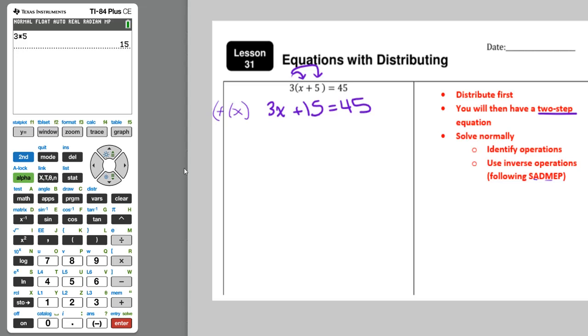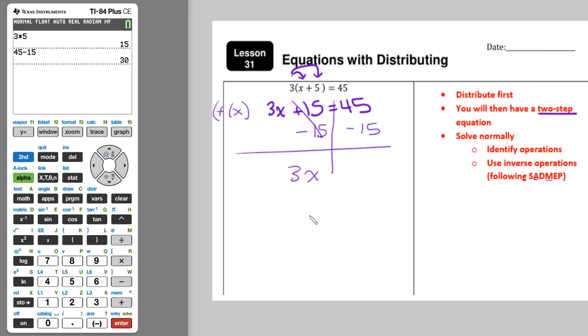So to get rid of the adding, I'm going to use the opposite operation. The opposite of adding is subtraction. And I'm going to subtract on both sides of my equation. What will be left on the left side is 3x. The right side will be 30. Again, I like to put my equal sign in between. And then to get rid of multiplying, we're going to do the opposite of multiplying, which is dividing.